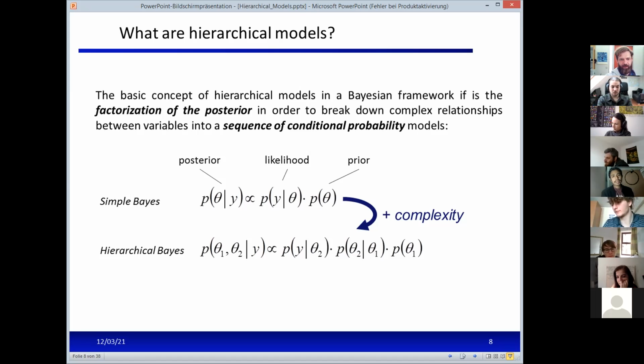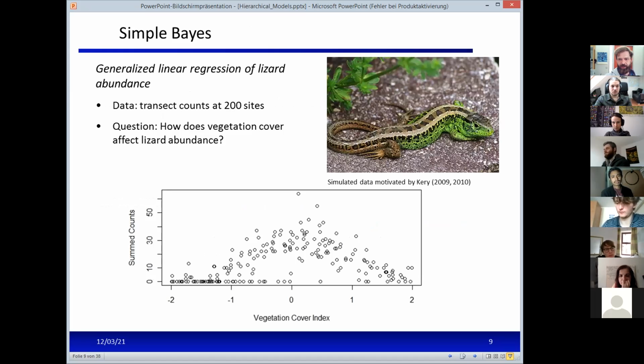And I want just to explain this step of increasing the complexity and ending up with a hierarchical model with a quite basic example, which I hope links quite nicely to the topic of generalized linear models, which you looked at, I guess, in your previous sessions. I want to look at a simple example for generalized linear regression of lizard abundance, where we assume we have count data for the abundance of a certain lizard species on 200 different sites that vary in their vegetation cover, and we want to understand how vegetation cover affects the abundance of this lizard species. This example is a slightly modified version of an example from the book Introduction to WinBUGS for Ecologists by Marc Kéry.